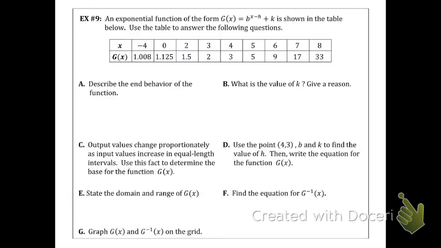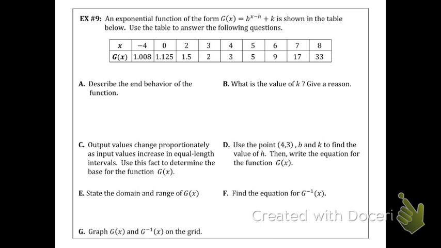All right, example 9. It says an exponential function of the form g of x equals b to the x minus h plus k is shown in the table below. Use the table to answer the following questions. All right, so notice your x's in your table go from -4 to +8. Look at your g of x, your y values there.